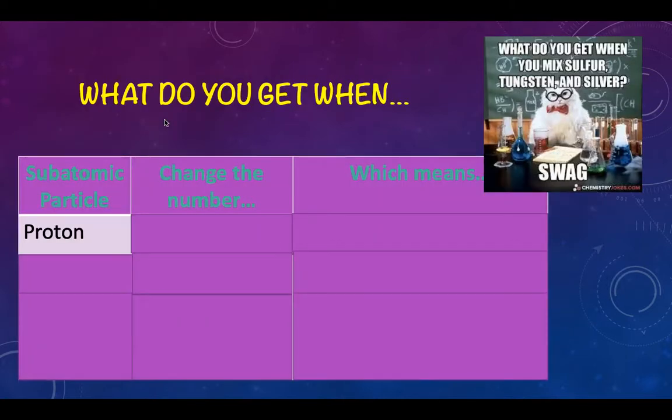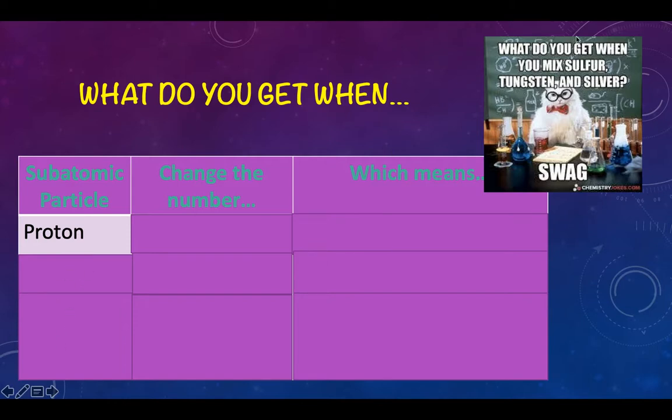All right, so go ahead and make this chart. It is 3 by 4. So 3 columns across, 4 rows down. Go ahead and pause the video if you need to make your data table. And what we're going to talk about is, what do you get when you change the proton? What do you get when you change the other particles?